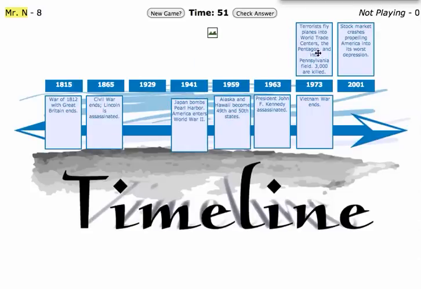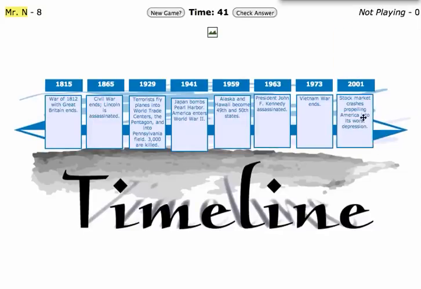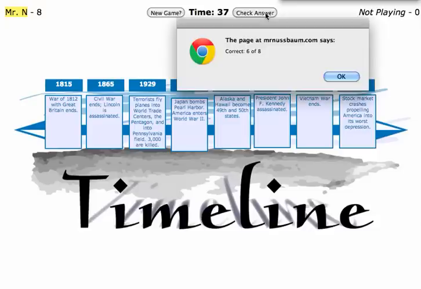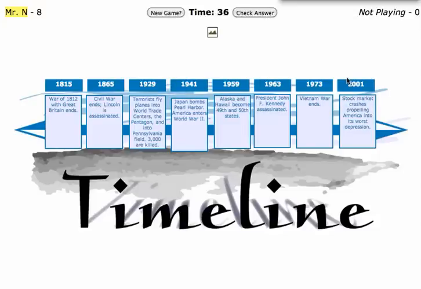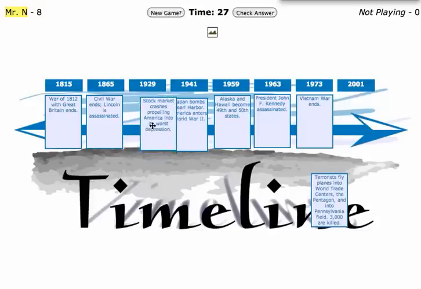So we have the World Trade Center disaster here again. Now let's say I accidentally put this in 1929, and I put the stock market crashes, propelling America into its worst depression, in 2001. So I have 2 wrong here. So let's see. I check answer, and it says correct 6 of 8, just as I thought. So I still have time, but I have to rearrange 2 of these. I have to figure out which ones I got wrong.